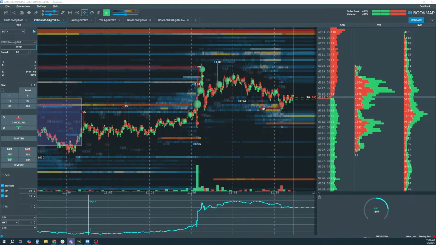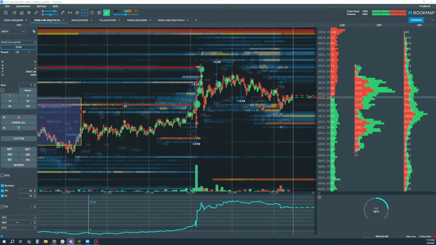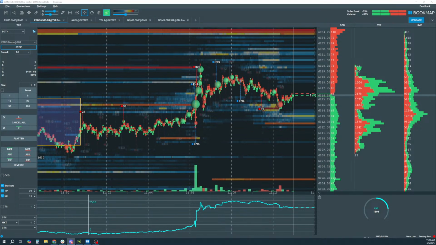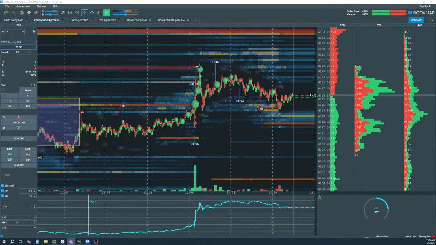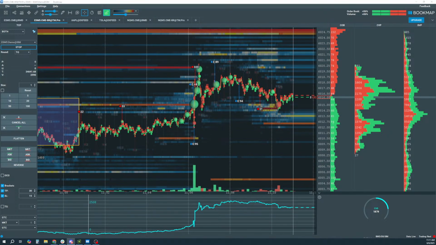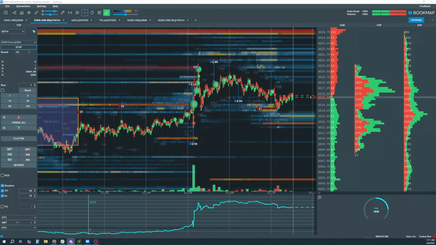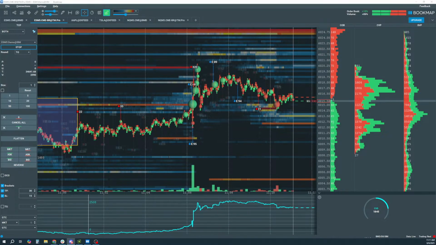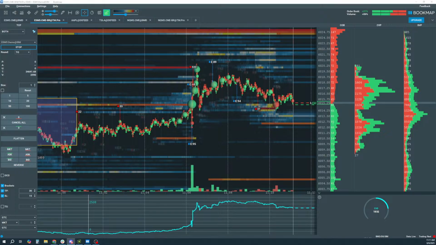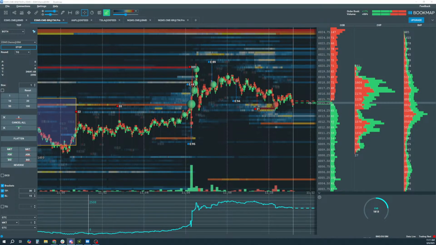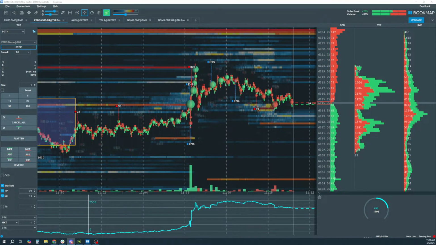China grants export license to rare earth suppliers. Wow. What are you using, Alois, for your news? Financial Juice. Okay.